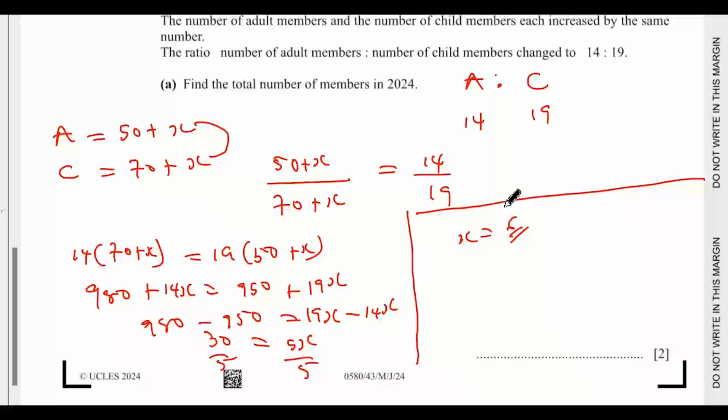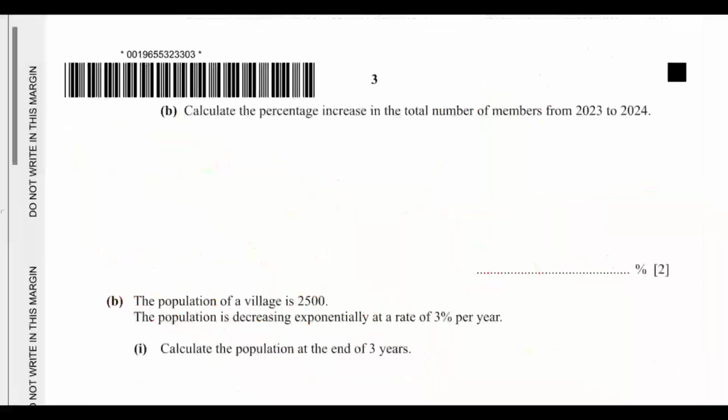So for the child members, it will be 70 plus x, that will be 76. So the child will be 76 now, and then the adult will be 56, that is 50 plus 6. To get the total now, we get 56 plus 76. So that is 50 plus 6 to get 56, and 70 plus 6 to get 76. You add them together, so that will be 132 members in 2024.